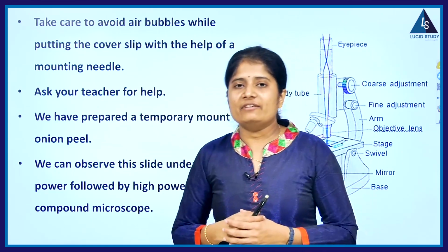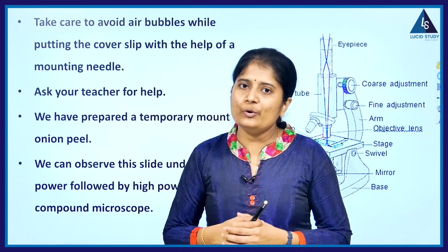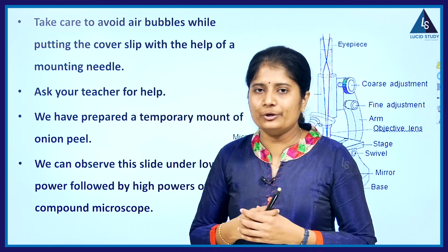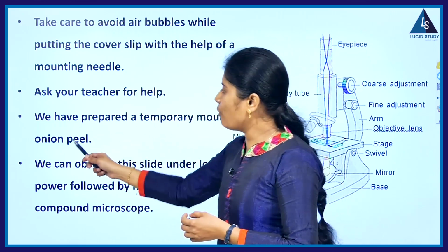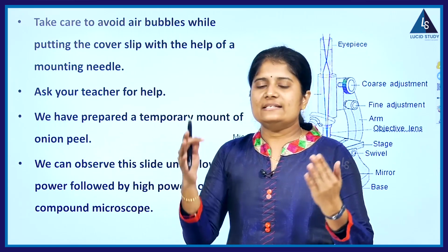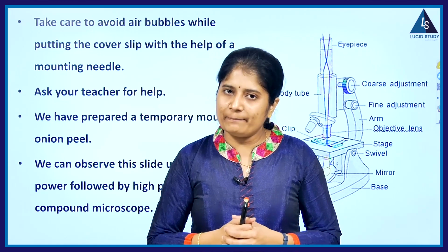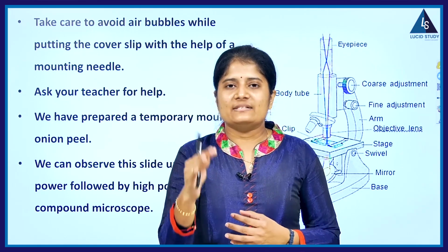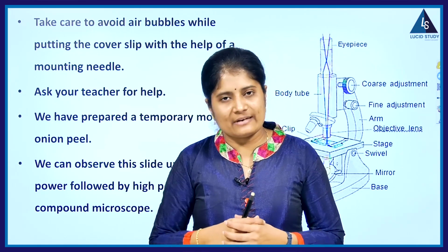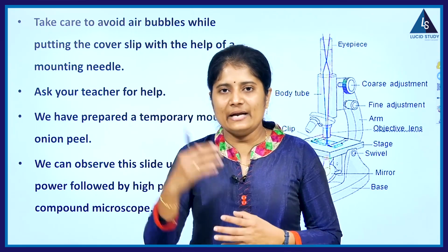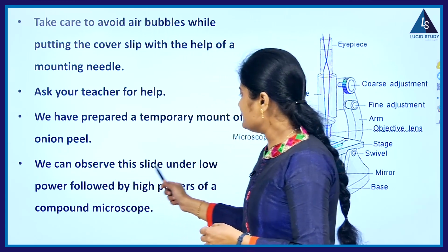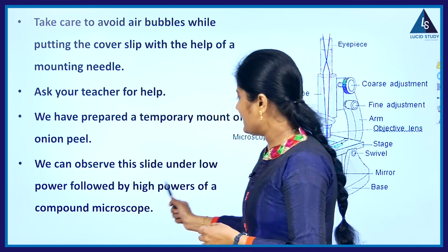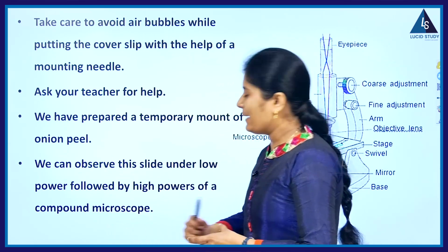Whenever you are going to do the experiment, you can view very clearly how you are going to perform it. We have prepared a temporary mount of onion peel. So this is the procedure of how we have prepared the temporary mount, for the identification of the structure. We can observe this slide under low power followed by high power of a compound microscope.